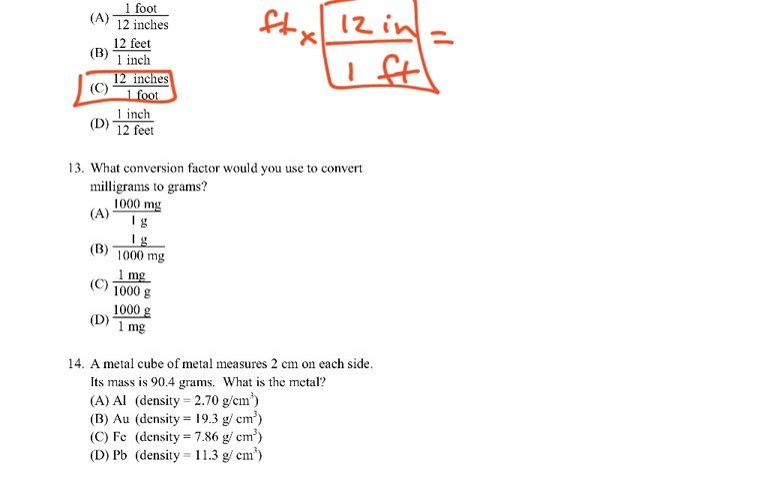13. What conversion factor would you use to convert milligrams to grams? Okay, if I was starting with milligrams, and I want to go to grams, then I want milligrams on the bottom, I want grams on top, and for every 1 gram there's 1,000 milligrams, so I want 1 over 1,000, 1 gram over 1,000 milligrams. Here's answer B.